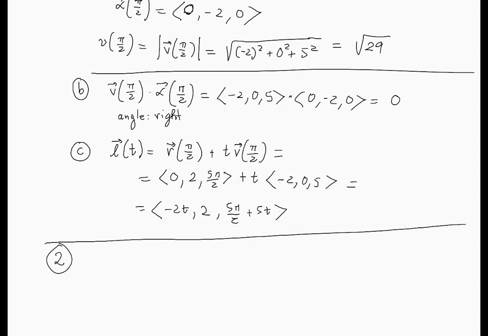Let's go to problem 2, where we have a moving object whose velocity vector is given by 3t squared, cosine t, and 2 sine t. If you want to think about what in the world that could be, then by combining these two components, you get a sort of an ellipse.